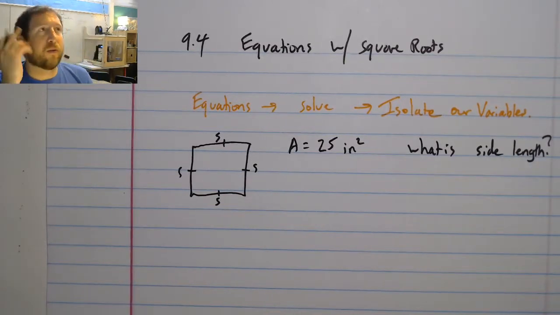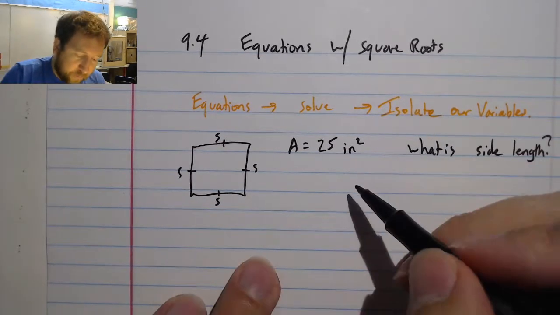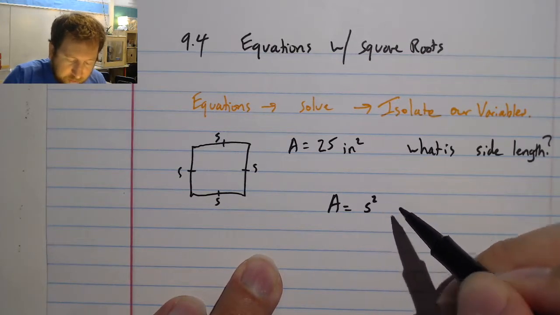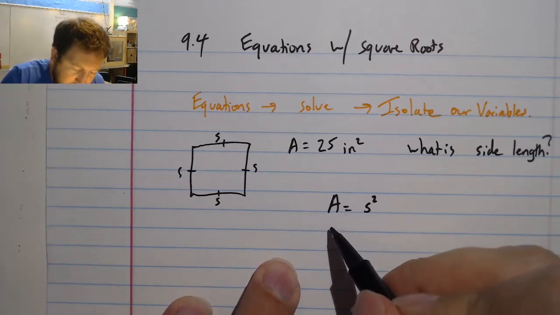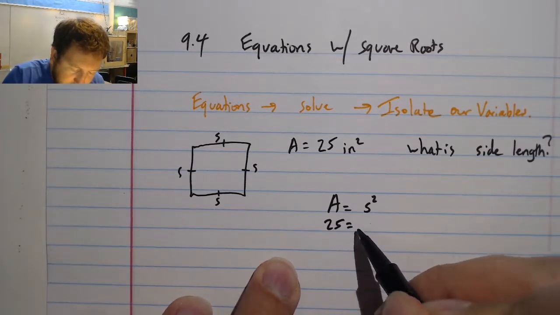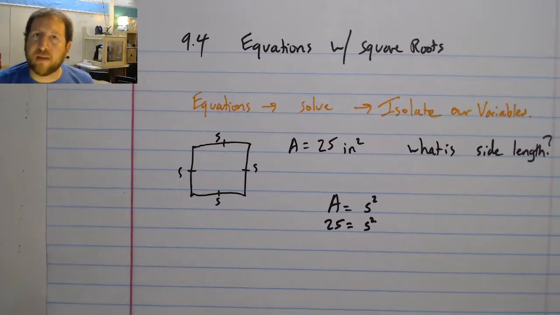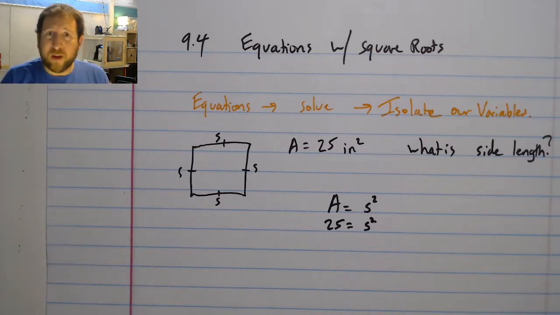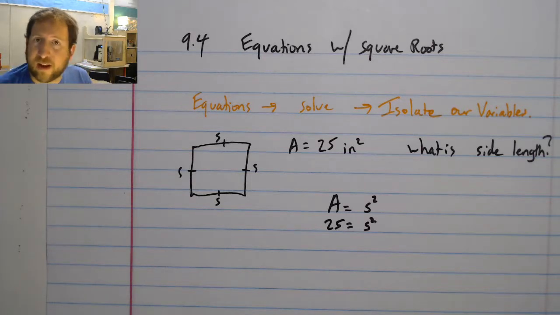I remember the formula for squares: A equals side squared. So let me plug in. I have A, which is 25, equals side squared. And I need to isolate my s, and right now my s is squared. So I don't know what to do. Well, we can use these radicals that we've been talking about, and that's a really easy way to get rid of this squared.